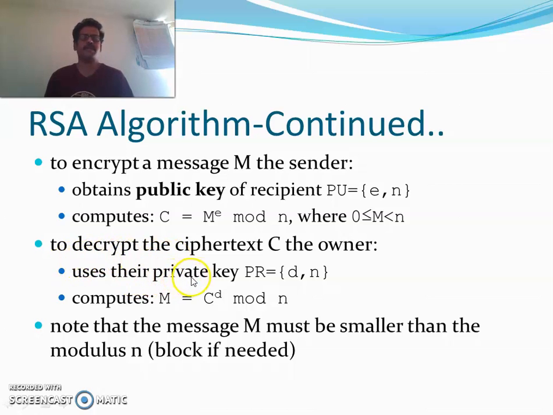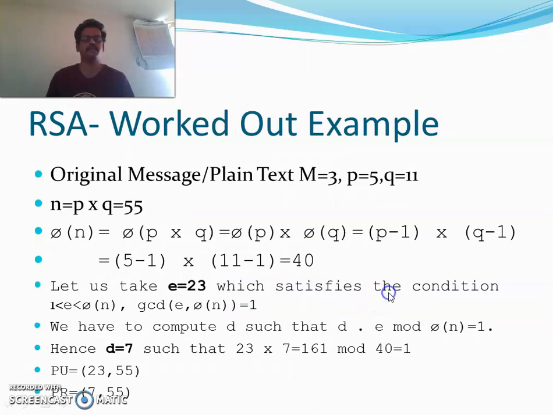This is for decryption. It uses the private key PR equal to D comma N. Decryption is the process of getting back our original message from the ciphertext: M equal to C power D mod N, where D is the decryption key. Note that message M must be smaller than N.